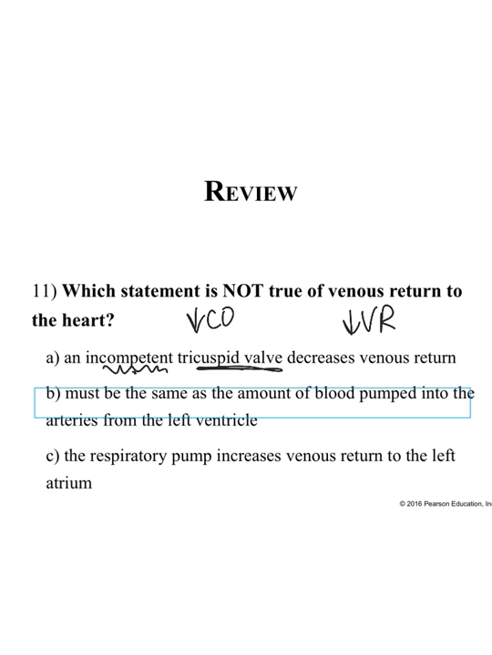Respiratory pump increases venous return to the left atrium. That is our false statement here. Why? Anything that's a pump aiding venous return specifically means it's going to be to the first part of the heart, the right side. So that should be the right atrium.